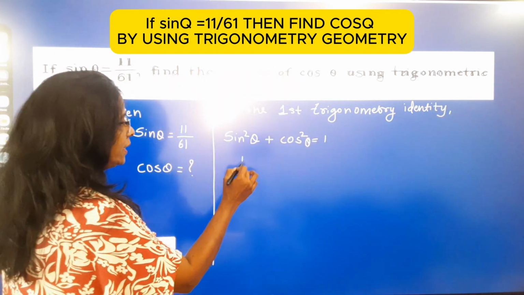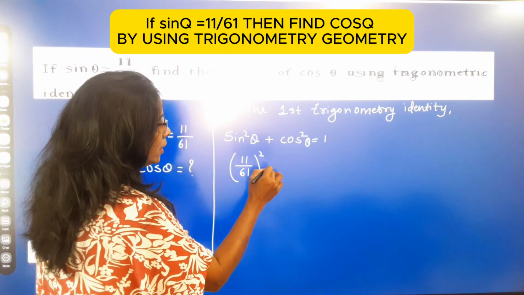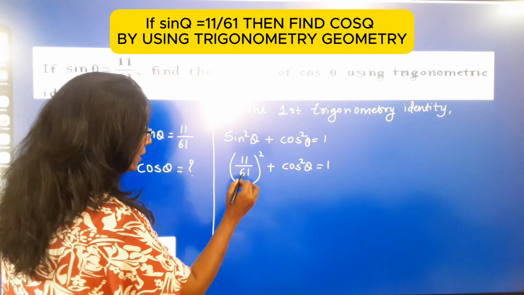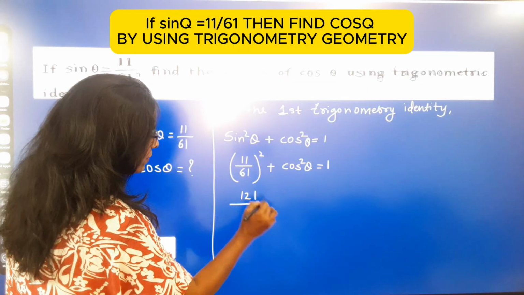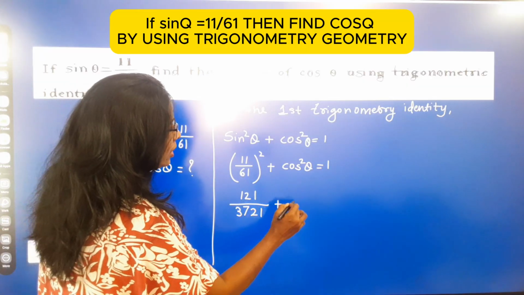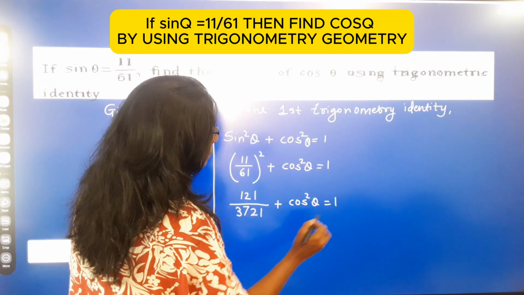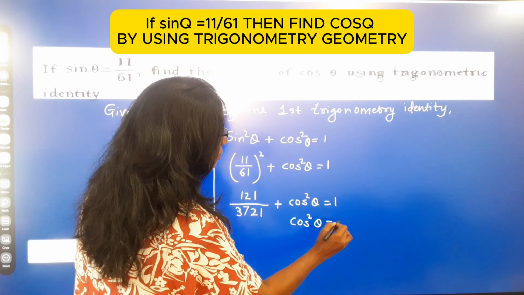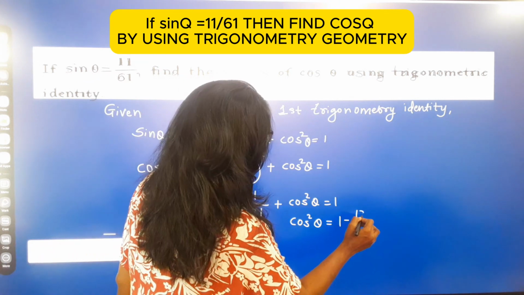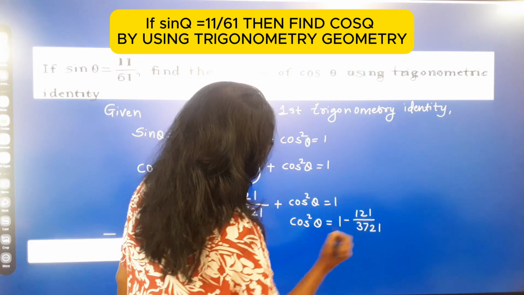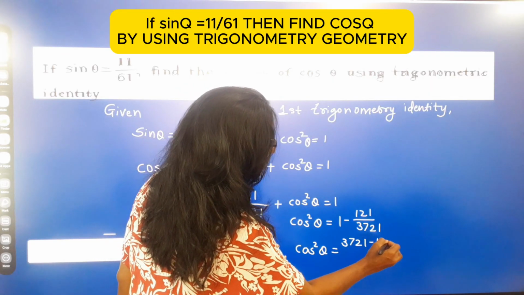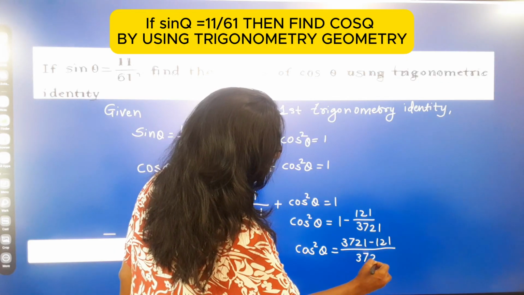So now substitution, that is 11 upon 61 whole bracket square plus here cos square theta is equal to 1. Then here students, that is the square of 11, that is 121, and the square of 61, that is 3721, plus here cos square theta is equal to 1. Then here cos square theta is equal to 1 and then transfer this ratio to the right hand side. So minus 121 upon 3721. So now the cross multiplication, that is 3721 minus 121 divided by 3721.